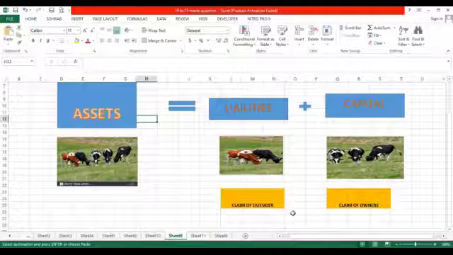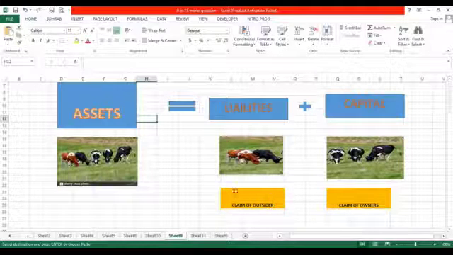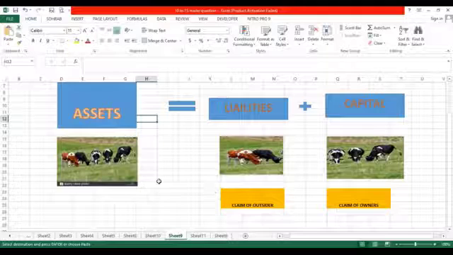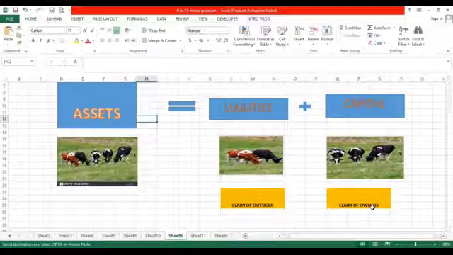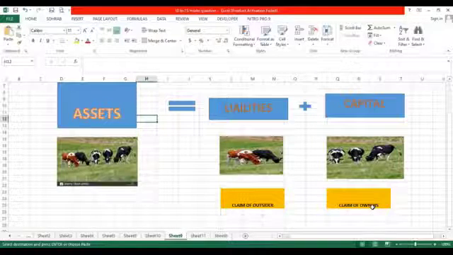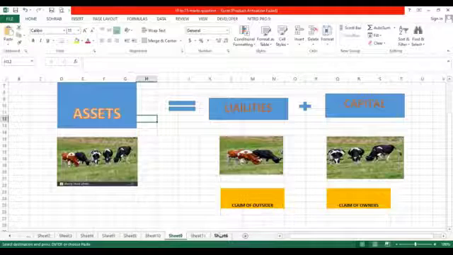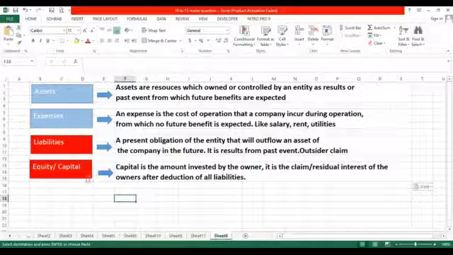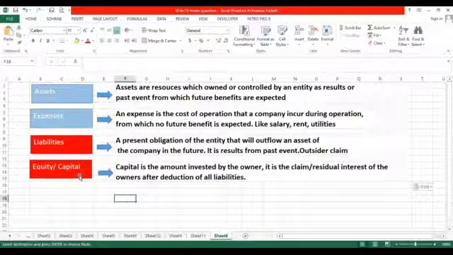So this is the difference between outsiders and owners. Outsiders have the first claim on our assets because we pay them first whenever a business goes for liquidation. The second claim on our assets belongs to owners and investors. We pay stockholders after making all payments to our liability holders. The amount which is injected by the owners in the business is called capital.